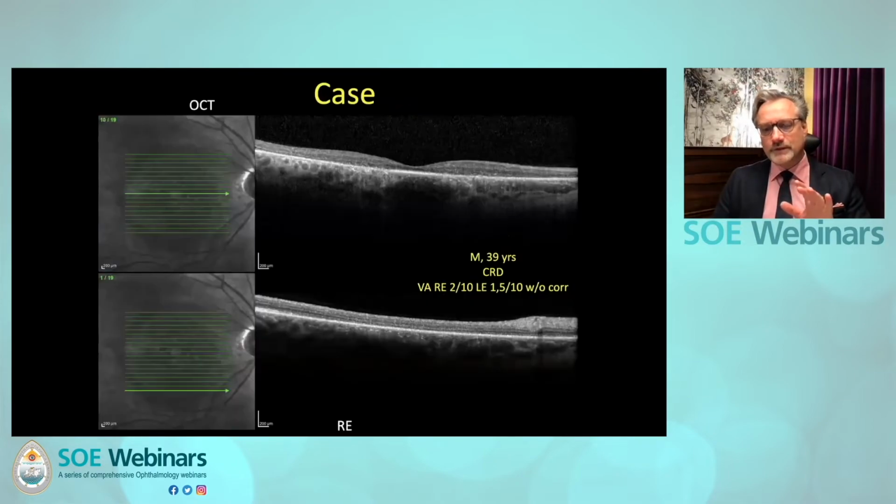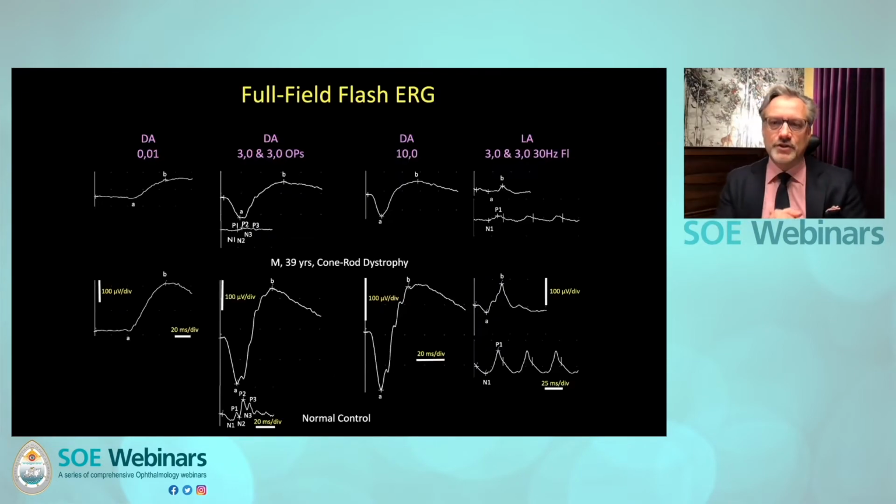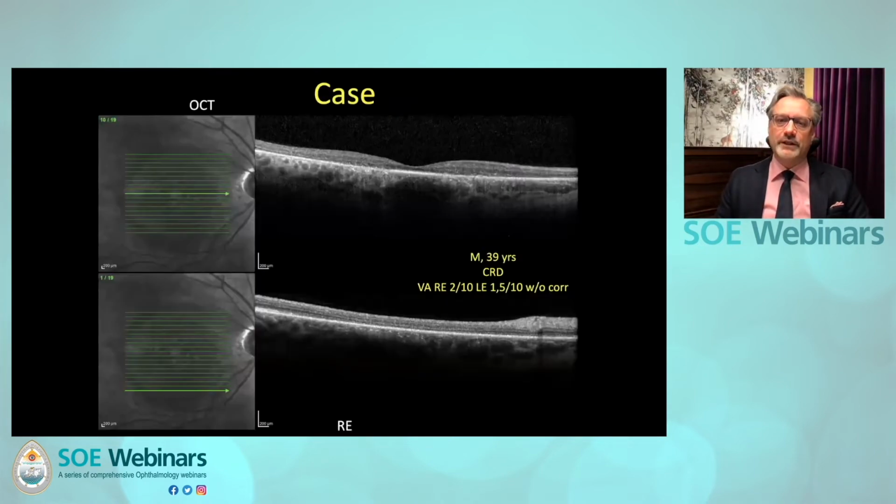And if you look at the ERG, you can see on the right top hand side of the traces that the cone specific responses, the single flash and the 30 Hertz flicker, are the most affected. This is a gentleman with a central lesion, central visual loss, but he has cone involvement throughout the retina.